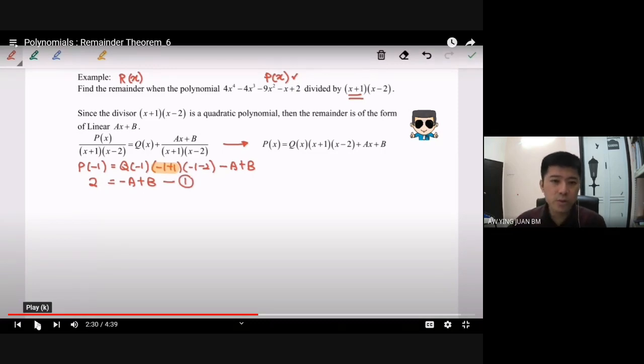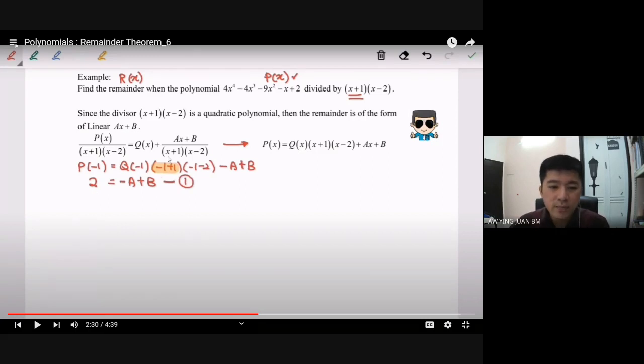So hopefully take note, faham bahasa ini. P negative 1. So meaning that substitute the negative 1 into this part. Okay, into this part. So tadi saya kata apa? Press the calculator. So you key in the function 4x to the power 4 minus 4x to the power 3 minus 9x squared minus x plus 52. Key in. Understand not? Key in. Then you calculate. Then you press the button negative 1. Pop, keluar jawapan 2. Okay.